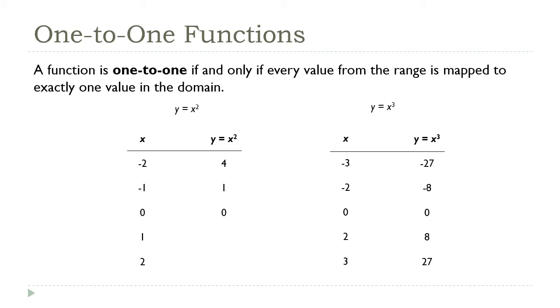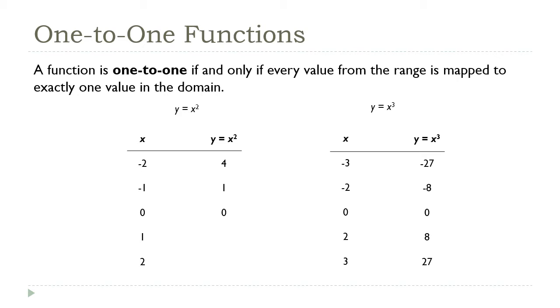A function is one-to-one if and only if every value from the range is mapped to exactly one value in the domain. And I want you to flash back to our definition of a function. Remember, something is a function only if every x value gets mapped to exactly one y value.